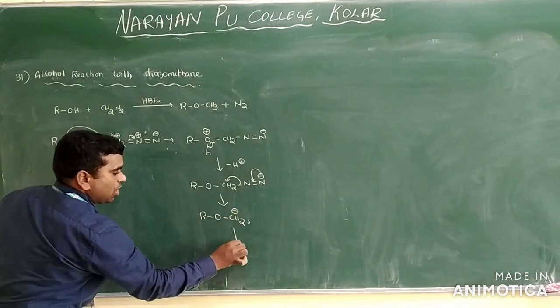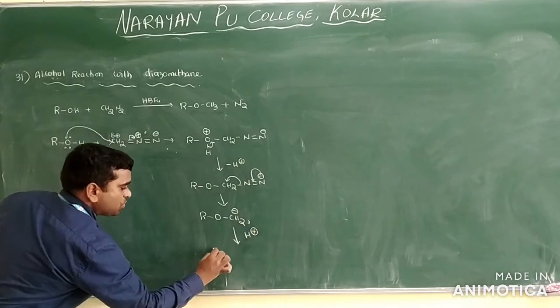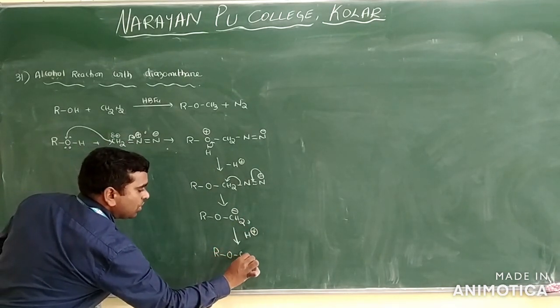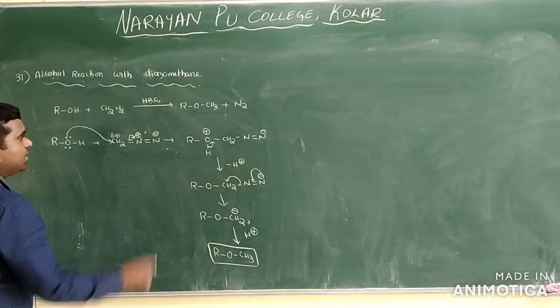ROCH2 minus. Now already here, which one is lost? H plus. That H plus is taken by CH2. You will get ROCH3. What are you getting here? Ether. Clear? So this is the reaction.